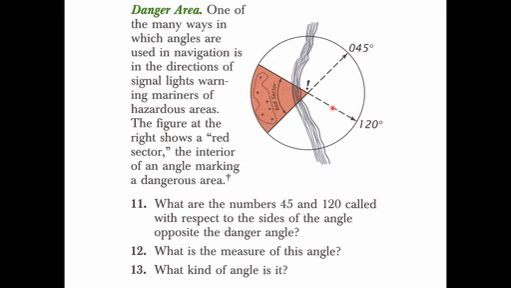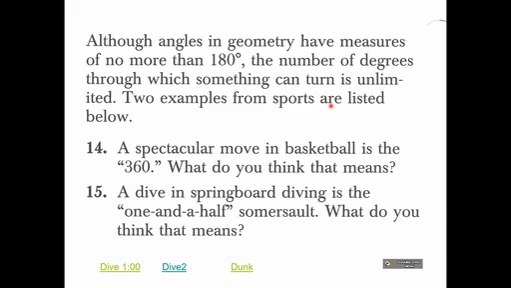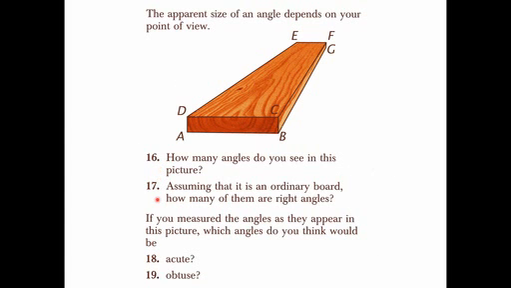What's the measure of this angle? You're using the protractor postulate. What kind of angle is it? You're using the definitions that you had. Here's that other angle I was talking about earlier. Although angles in geometry have measures of no more than 180 degrees, the number of degrees through which something can turn is unlimited. Two examples from sports are listed below. If you want to try the links, they're kind of cool. So answer those two questions.